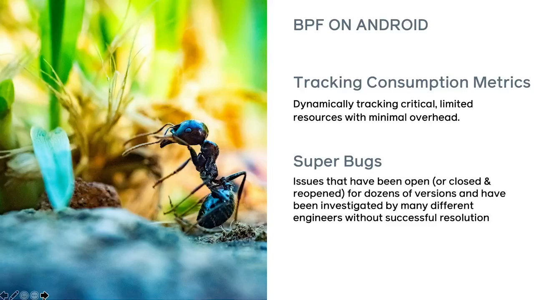The other thing that we're using it for is tracking bugs. It can track a lot of bugs, but it's been extremely useful for tracking a specific class of bugs that we call superbugs. Superbugs are bugs that have been around for a long time. They have probably been looked at by a large number of developers. They might involve several releases, and we have not been able to successfully understand these bugs or root cause them.